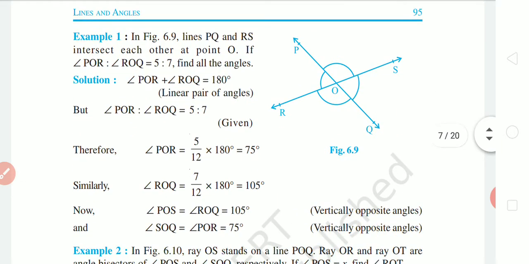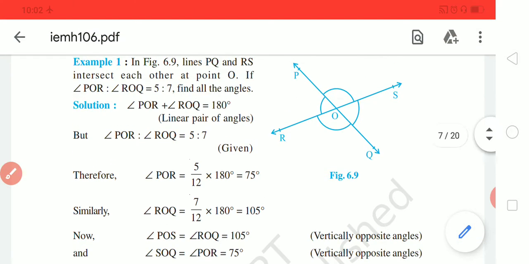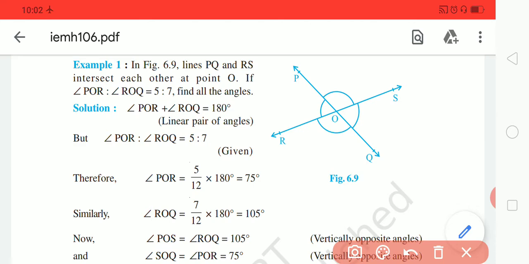Now come to example number 1. So what is the first example we have given here? In figure 6.9, the line PQ and RS are intersecting. You see they are intersecting each other at point O. This is angle POR, angle 1 I am taking, and this is ROQ, angle number 2 I am taking here. The ratio we have given is 5:7. So find the other angles.